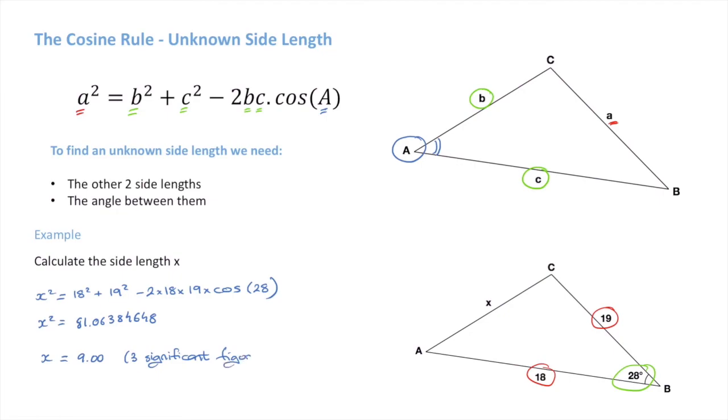And there you go. That's how we use the cosine rule to find an unknown side length. An important thing to highlight here really is the fact that rather than memorizing this formula off by heart, it's all about realizing that if you're looking for a side length, what you need are the other two side lengths, which in this case were 18 and 19, and the angle in between them, which in this case was 28 degrees.